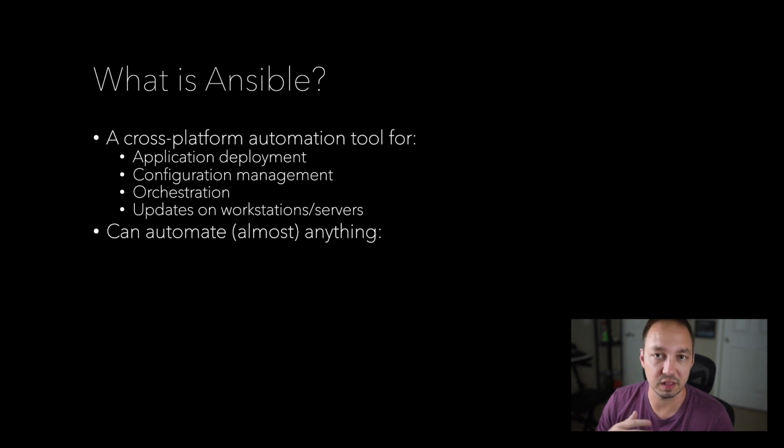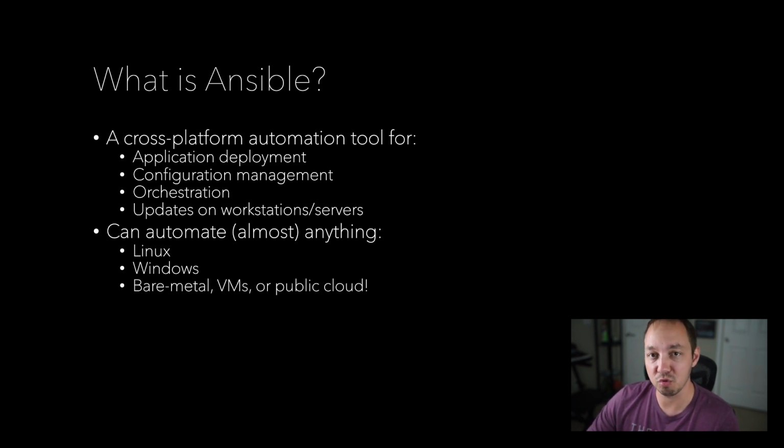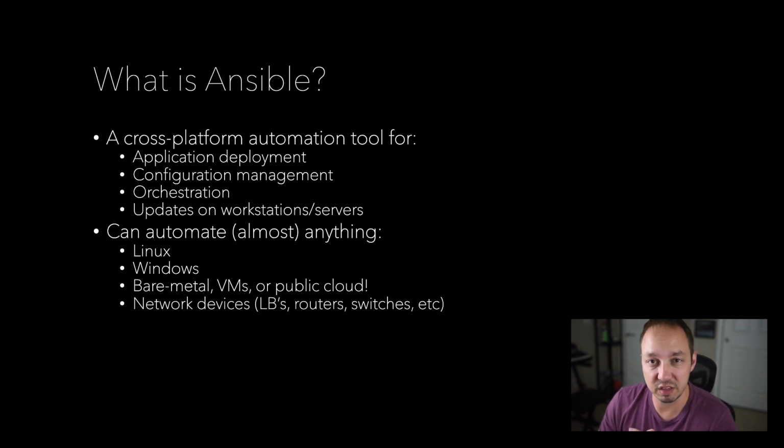So Ansible allows us to do all of these different interesting use cases, and it does that by being able to automate almost anything, not quite everything, but a lot of things. Those can include things like Linux servers, Windows servers, bare metal or VMs, or even public cloud. So we can automate an EC2 instance in AWS, for example. We can also do network devices, so load balancers, firewalls, switches, routers, you name it, it's probably able to be automated with Ansible. And then finally, we can do automation of software-defined networking, in this case, NSX-T by VMware.